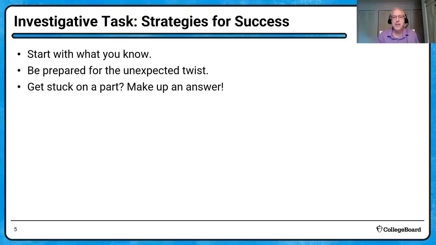This is really key. There are going to be multiple parts to the investigative task, perhaps as many as 4. If you get stuck on one part, and it's a part that has some kind of answer that's numerical, or an answer that's a yes/no choice, go ahead and make up an answer, even if you don't feel very confident about it, and use that answer in subsequent parts.